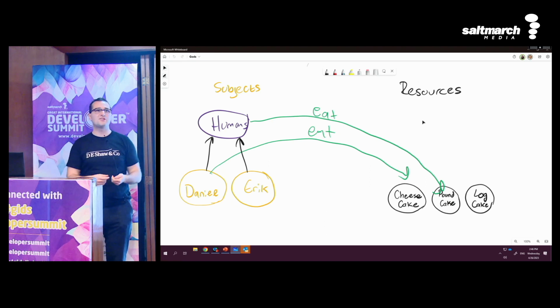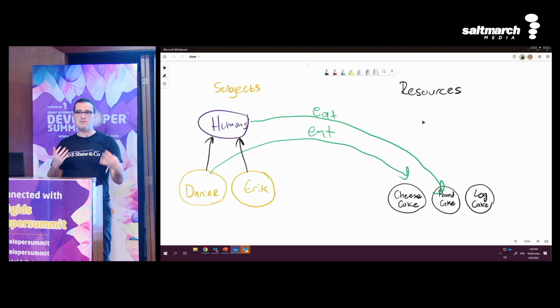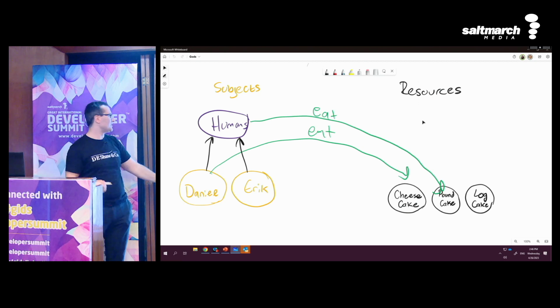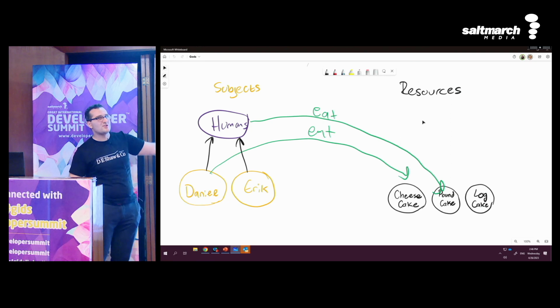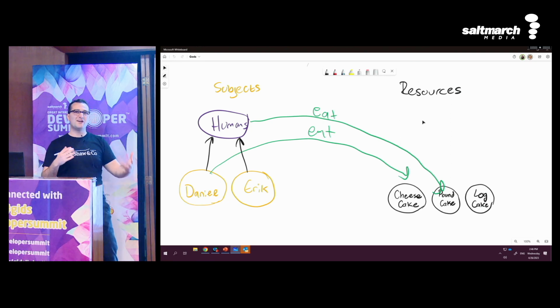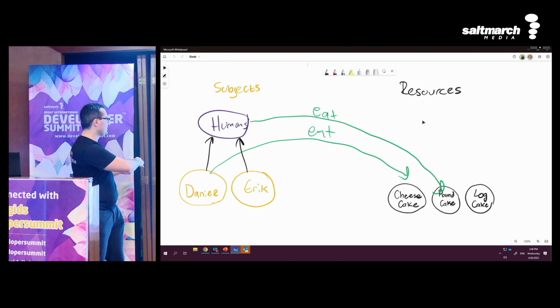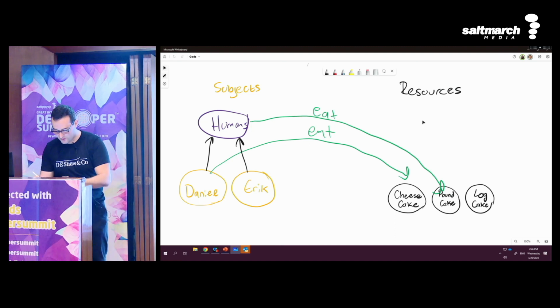Okay, now let's try and represent a policy that might be a little bit more complicated. Let's try and represent the policy, Eric can eat all cakes. So one way we can do this is we can draw an edge from Eric over to each one of the cakes. But this is not as concise as we want to be. Ideally, we would just want to have one edge. So what can we do?